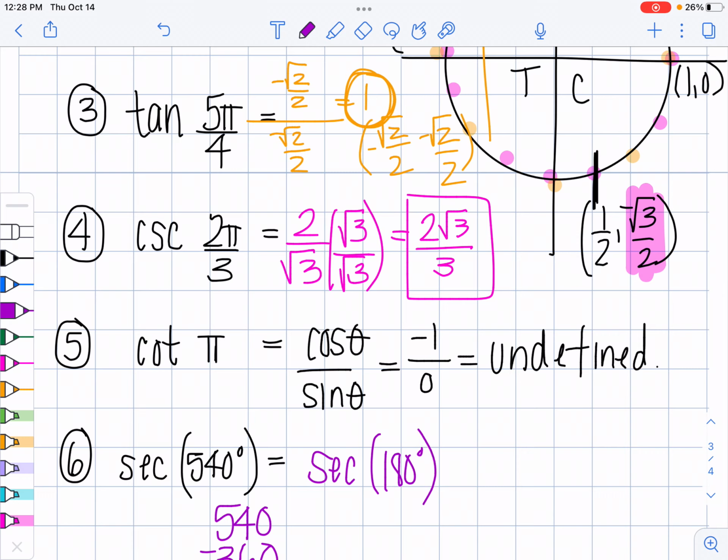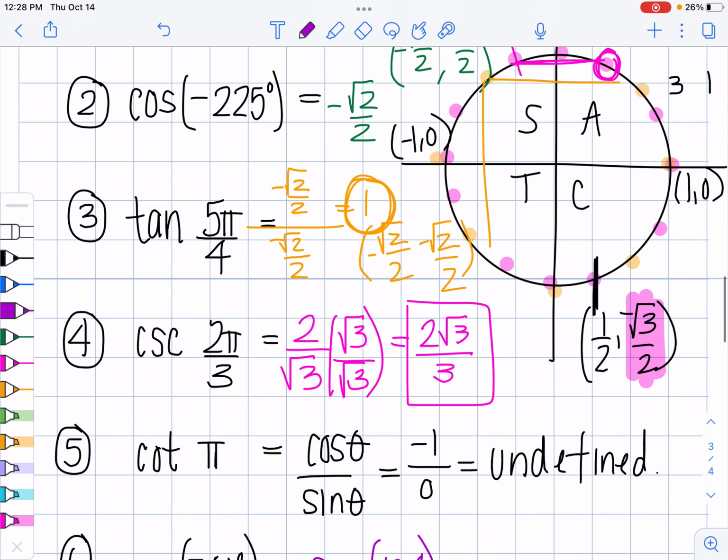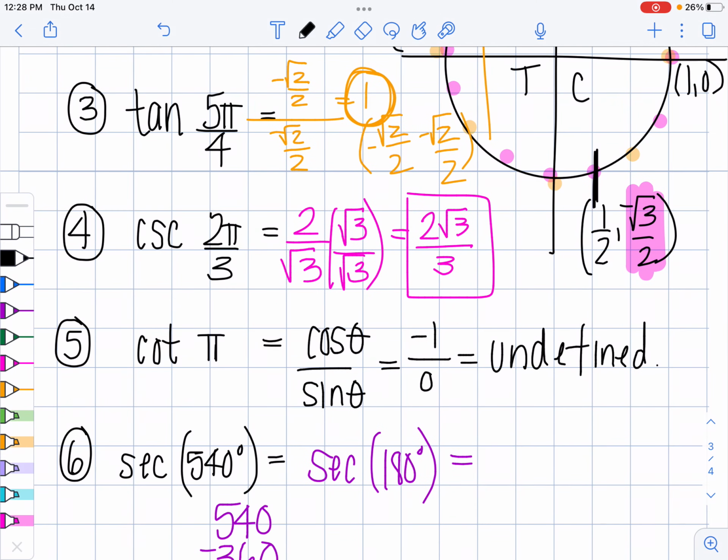Okay, so S matches with C. So secant is going to match with cosine. All right, and the cosine of 180, we just used 180 degrees, is right here. So I take the reciprocal of -1, which is -1.